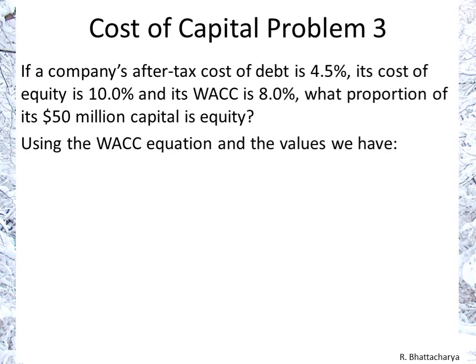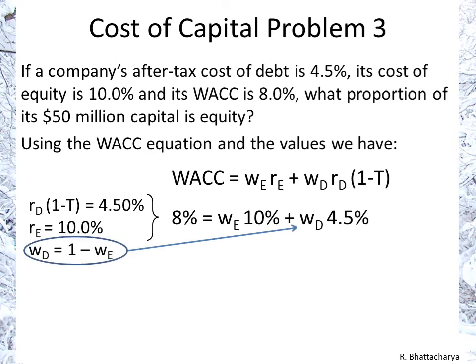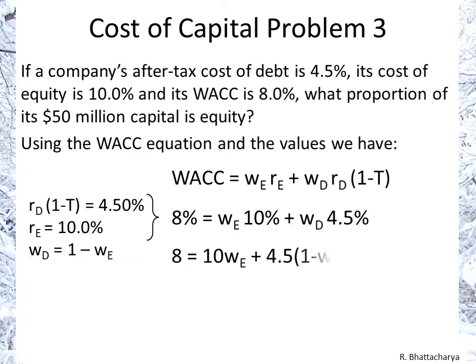Now, for WACC, it's WE RE plus WD RD. Now, RD times 1 minus T, that's the after-tax cost of debt, and RE is the cost of equity, so we have that. And that's just simply the equation here. So we know the WACC is 8%, and we know these things. Now here we have one equation, two unknowns, but now we're going to take advantage of the fact that we can replace one of the weights, and then that will result in this equation here.